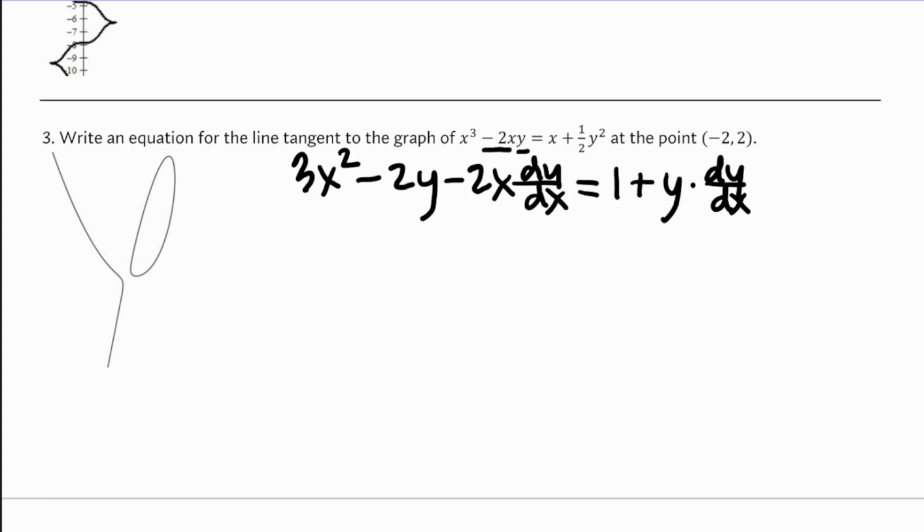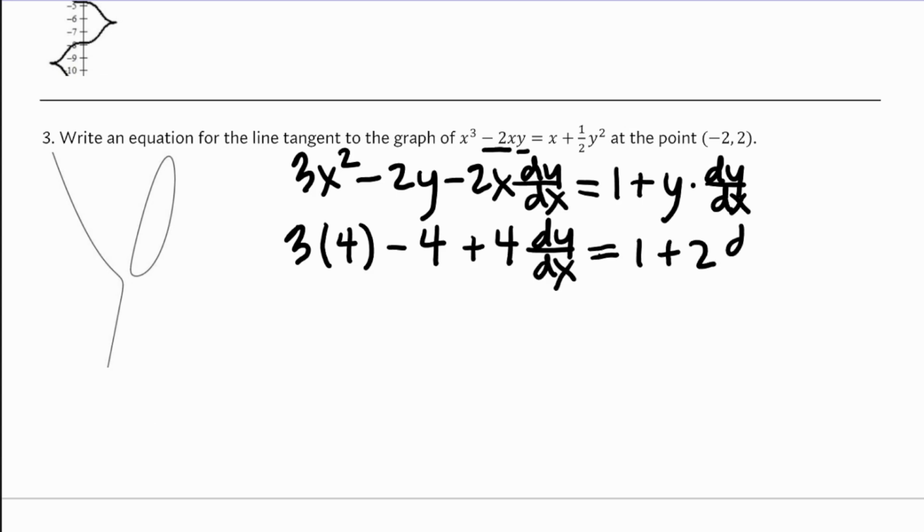Yeah, if I'm just asking you to find dy dx, that's where we're going to need to collect everything that has dy dx to one side of the equation and factor it and then divide. But if we're just looking for the slope, we can just plug in x equals negative 2 and y equals 2 right now. So I'll have 3 times negative 2 squared minus 2y minus 2x, so that would be plus 4 dy dx equals 1 plus 2 dy dx. So I've got 12 minus 4, that's 8 plus 4 dy dx equals 1 plus 2 dy dx.